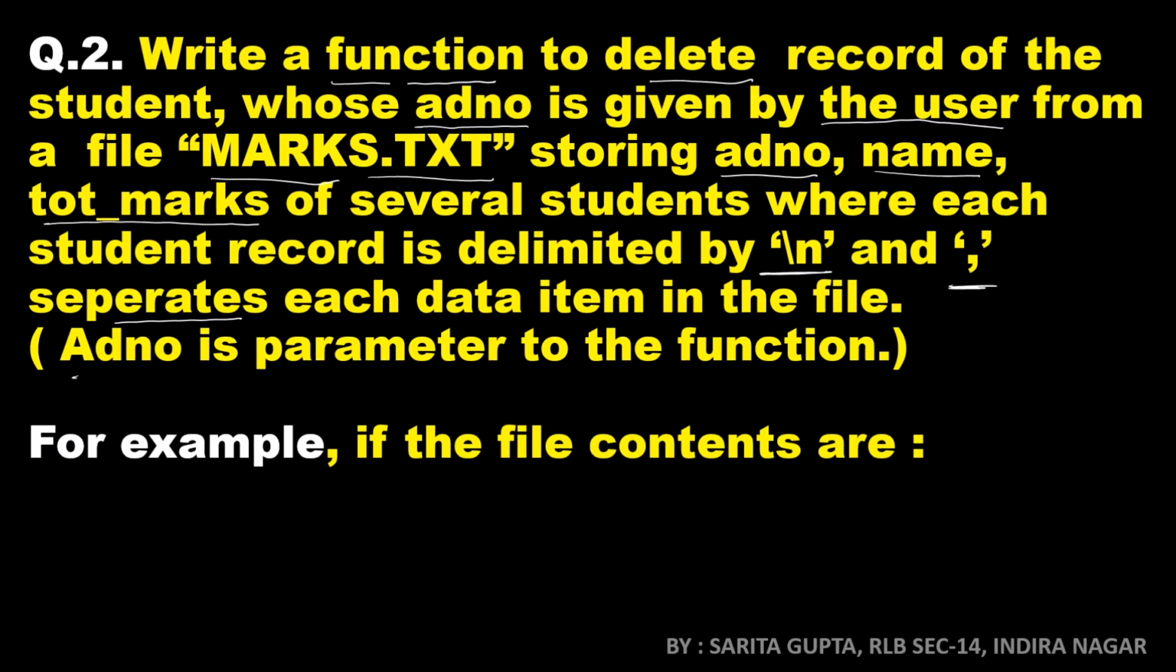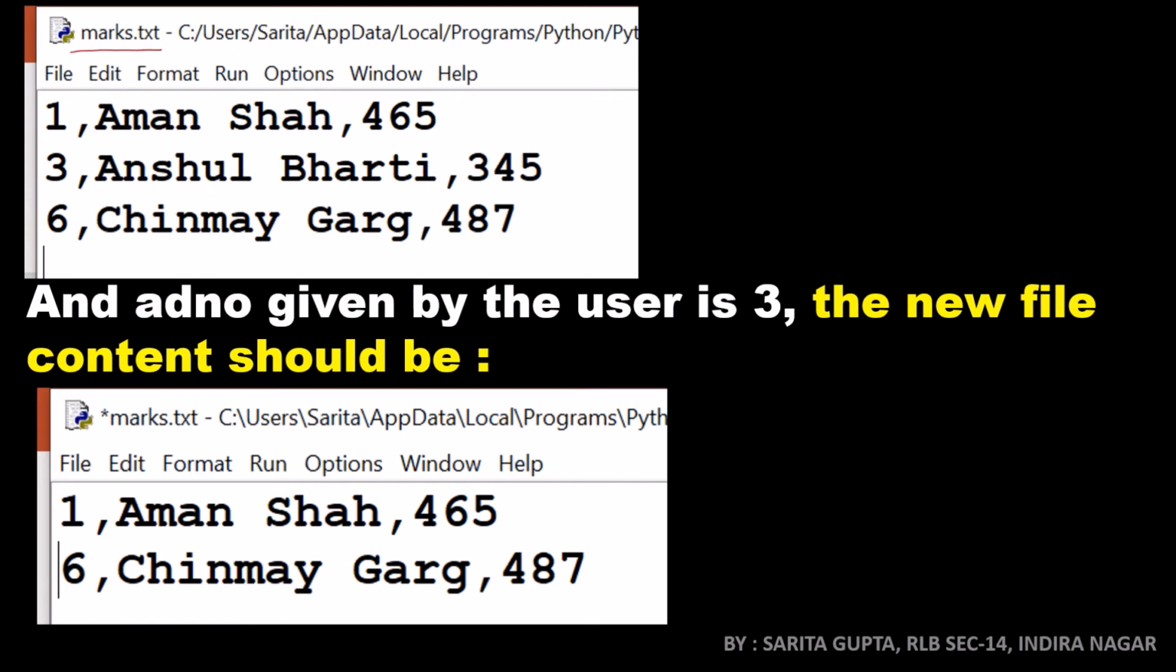The admission number of the student whose record is to be deleted is to be made parameter to the function. For example, if the file marks.txt is storing these three records and the admission number given by the user is 3, then after deletion, the file content should be this, where the record of the student with admission number 3 should be deleted from the file.